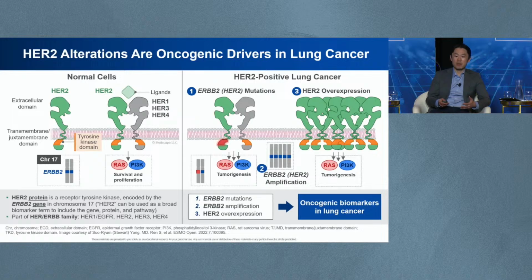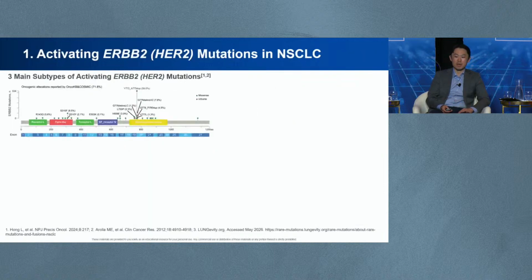And so here there are three biomarkers that we need to think about. These are ERBB2 mutations, ERBB2 amplification, and HER2 overexpression. And these are the oncogenic biomarkers in lung cancer. And we'll focus and talk about these biomarkers in greater detail. So starting with the activating ERBB2 mutations in non-small cell lung cancer.